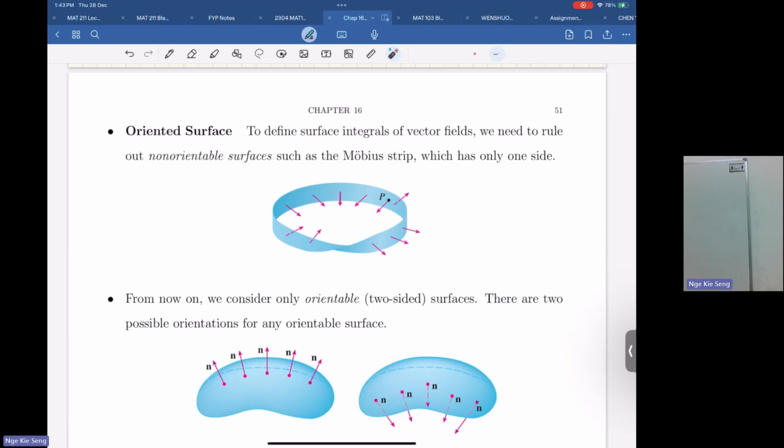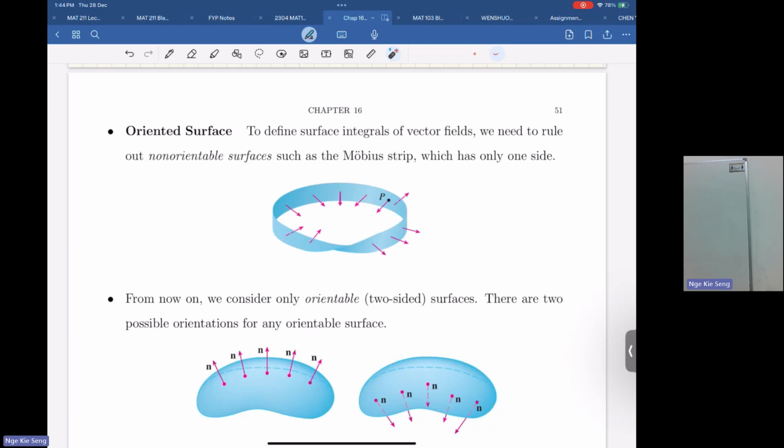Okay, so we will say that this Mobius band is not orientable. Why is it not orientable? Let's say we fix a point here, and then I choose an orientation. I can choose one, going up or going in. I choose going up, let's say.